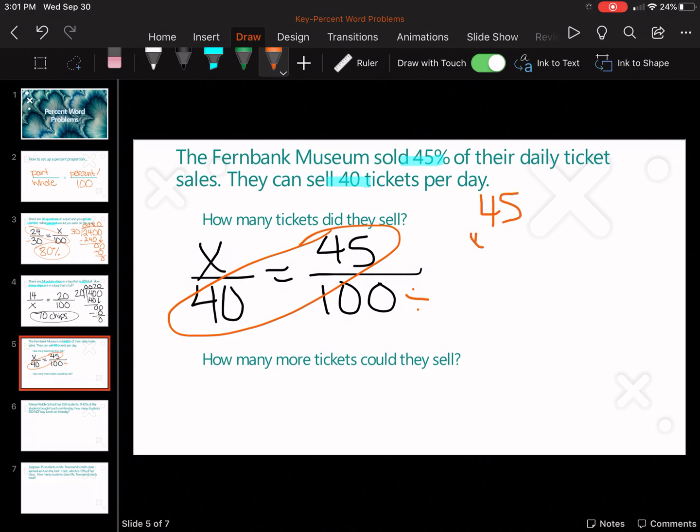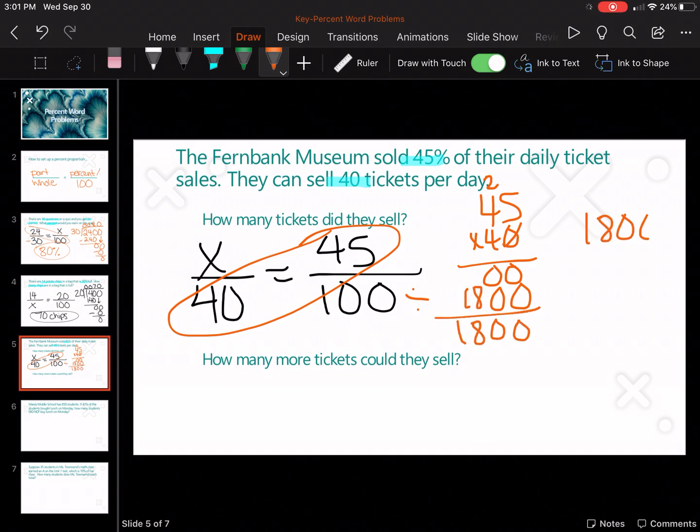So 45 times 40. 4, and then tic-tac-toe. 4 times 5 is 20. 4 times 4 is 16, 17, 18. 1800. And then 1800 divided by 100. You can cross out the two zeros. 1 goes into 18, 18 times. So the answer is 18 tickets.